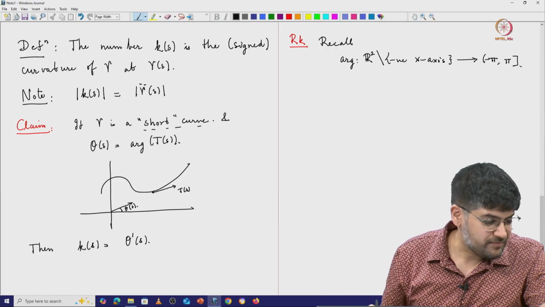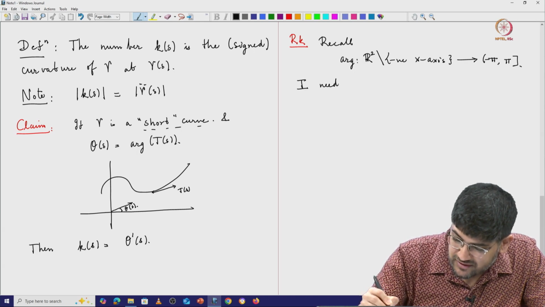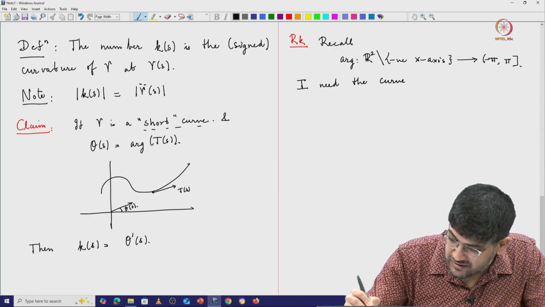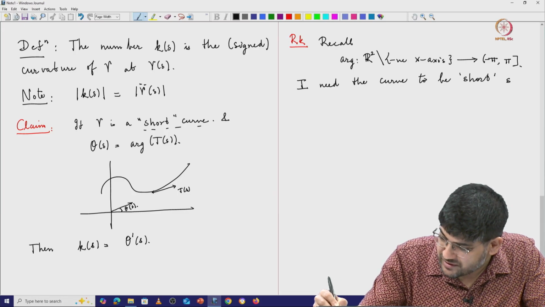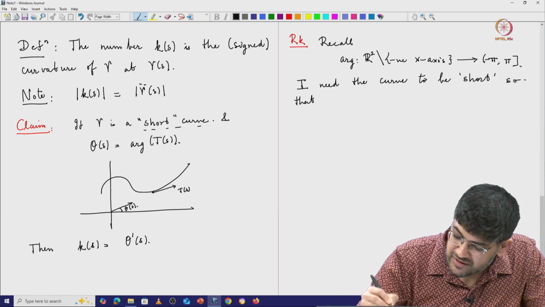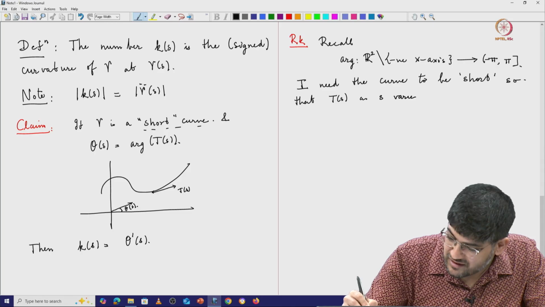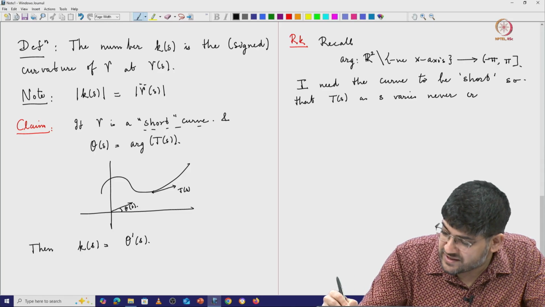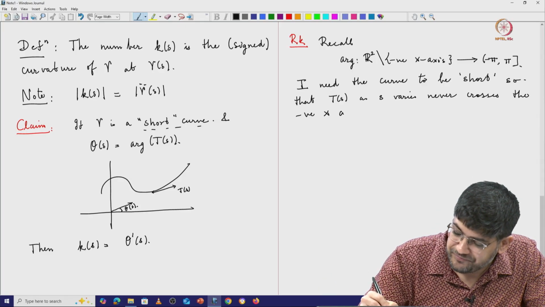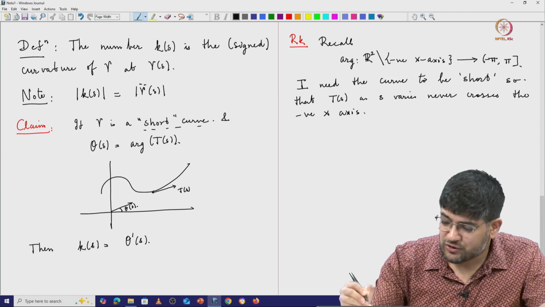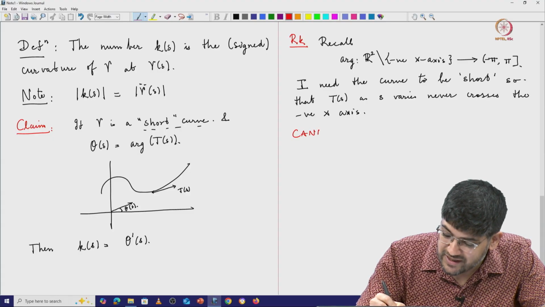Okay. So I need the curve to be short so that T of s, as s varies, never crosses the negative x axis. Okay, so for instance, you cannot have things of the following form.